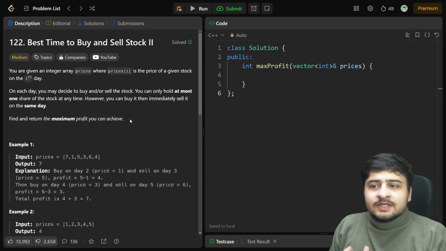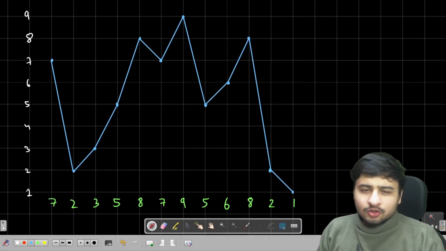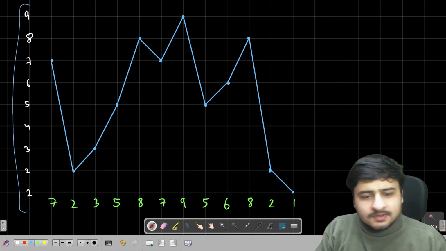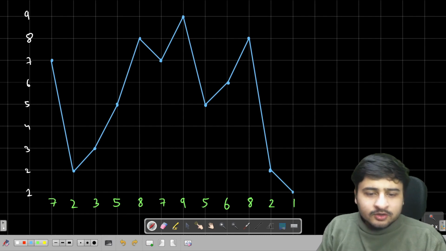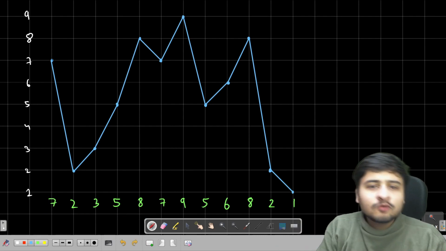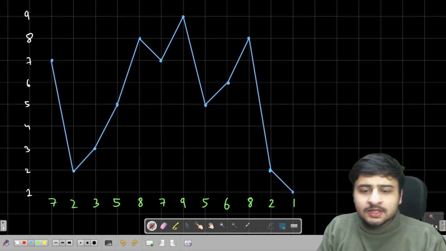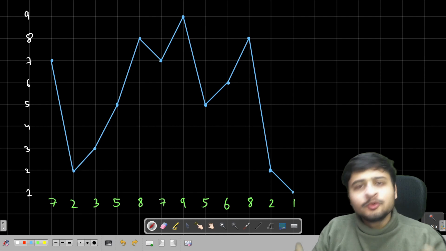All right, so let's go to the board and try to understand more about this problem, and then we'll see the solution of it. Let's take a look at this particular diagram which I've drawn here. Let's say this is the test case, and these are the amounts on those particular days. So on this day, the price of the stock was, let's say, 7. On this day it was 2. On this day it was 3, and so on. I've just plotted a particular test case in a nice manner.